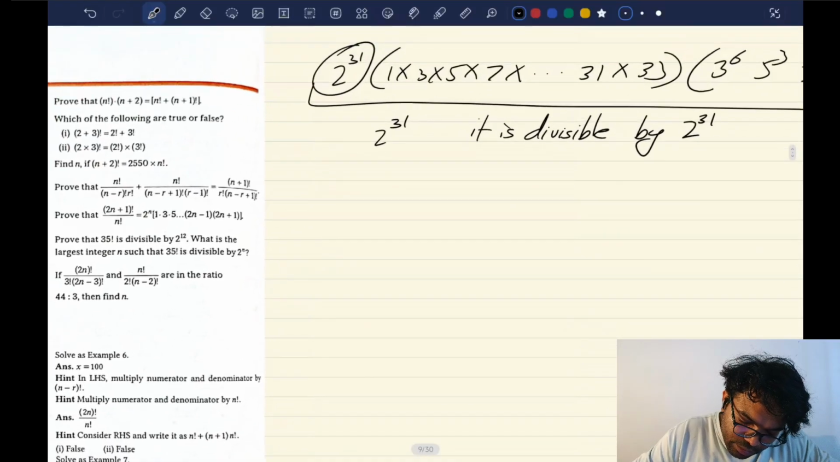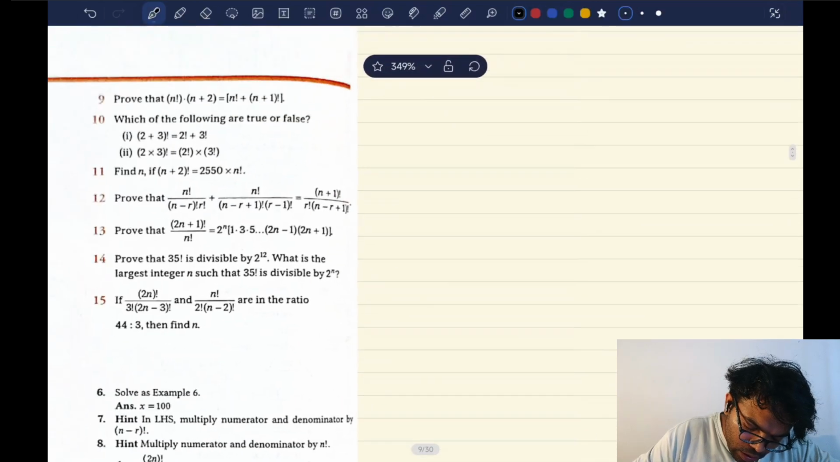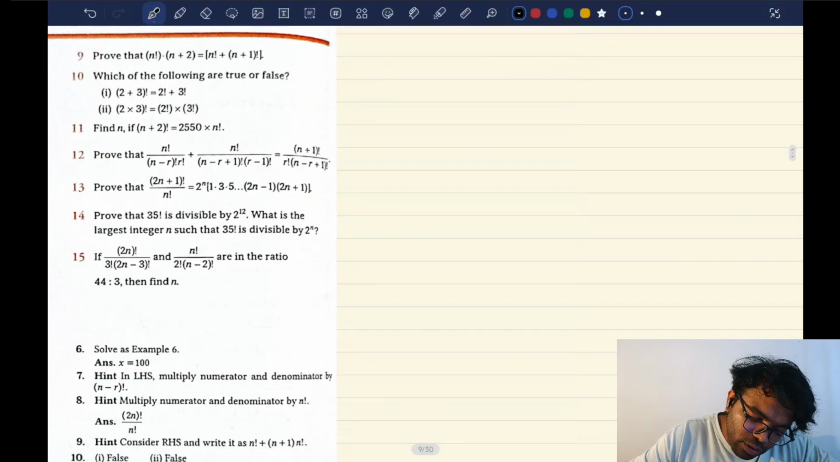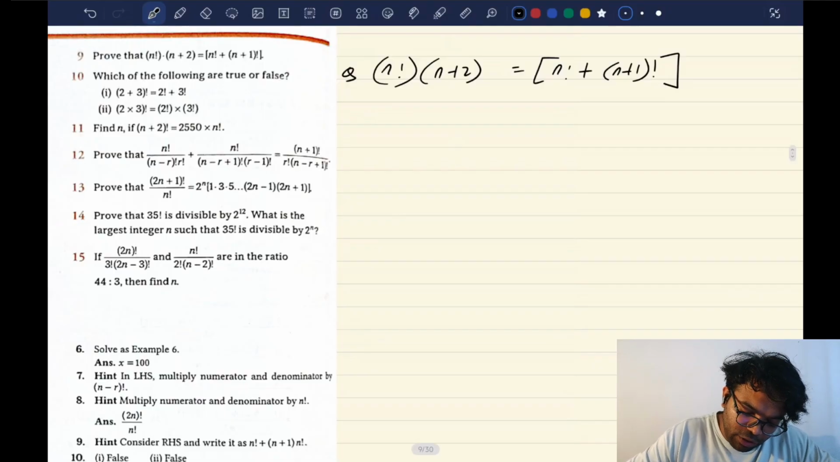Next, prove that n factorial into n plus 2 is equal to n factorial plus n plus 1 factorial. Okay, we have to prove this.